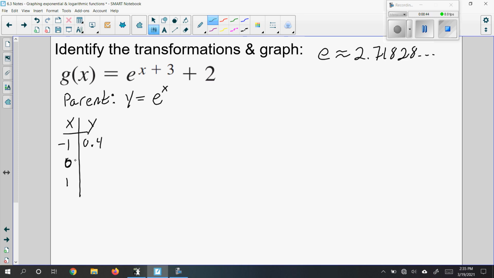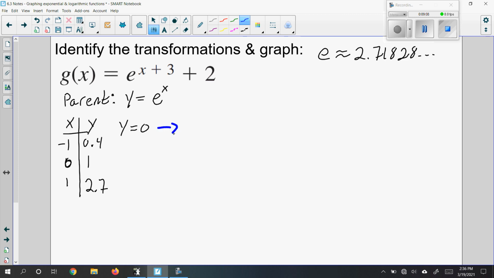When x is 0, e to the 0 is 1. Anything to the power 0 is 1. When x is 1, e to the 1 is e. So this is going to be about 2.7. And this has a horizontal asymptote of y equals 0.